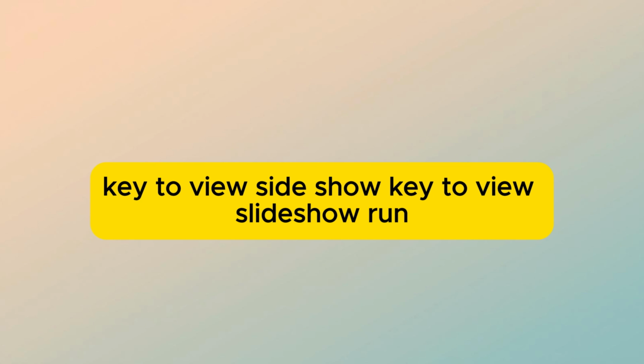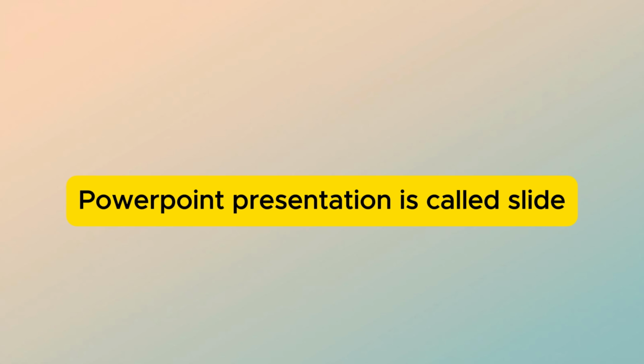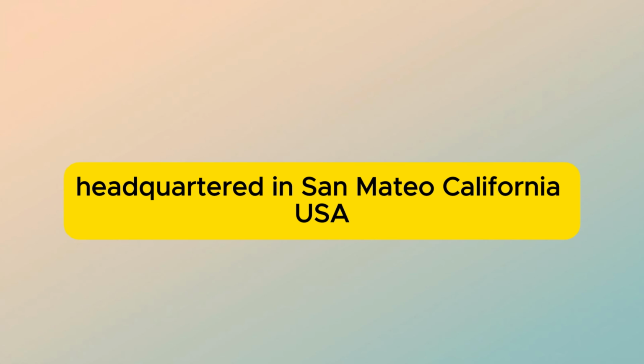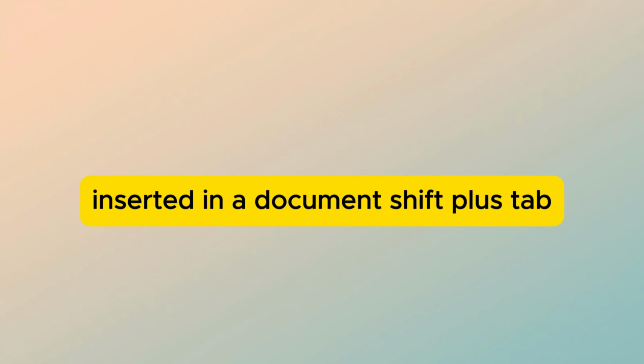Key to view slideshow. To run a slideshow in PowerPoint, we press F5. A PowerPoint presentation page is called a slide. YouTube was launched in 2005, headquartered in San Bruno, California, USA. To move to the previous cell in a table inserted in a document, Shift plus Tab.